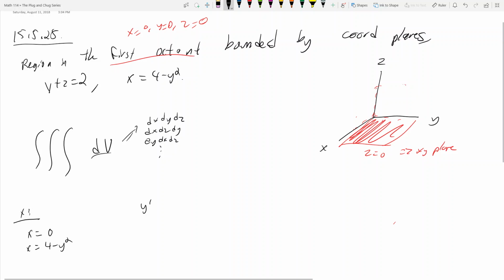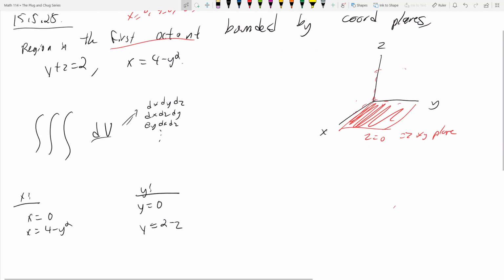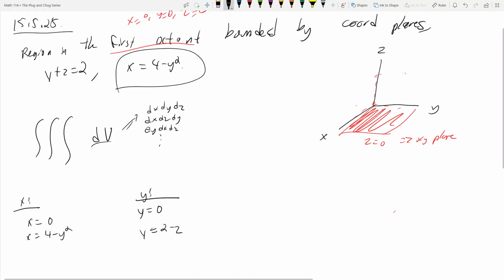Okay? And then I need to list out all my y equations. And what do I have? Well, okay, I have y is equal to 0. I have y plus z is equal to 2, so that's also y is equal to 2 minus z. But then I got this guy right here, right? And what is this guy?